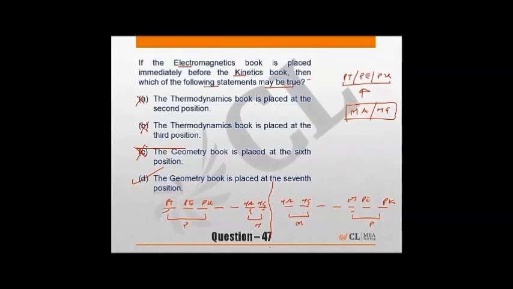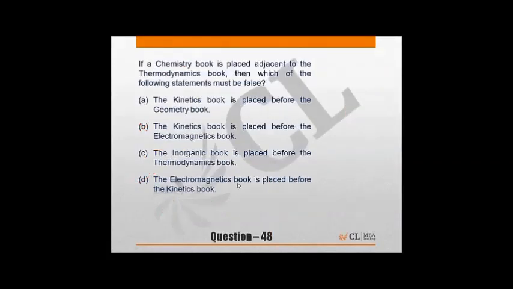Okay. Let's go to the next question. 48. If a chemistry book is placed adjacent to thermodynamics book, then which of the following statements must be false? Just remember, thermodynamics has to come before electromagnetic. So PT has to be before PE, and kinetics PK could come here, here, or here, any of these 3 positions.